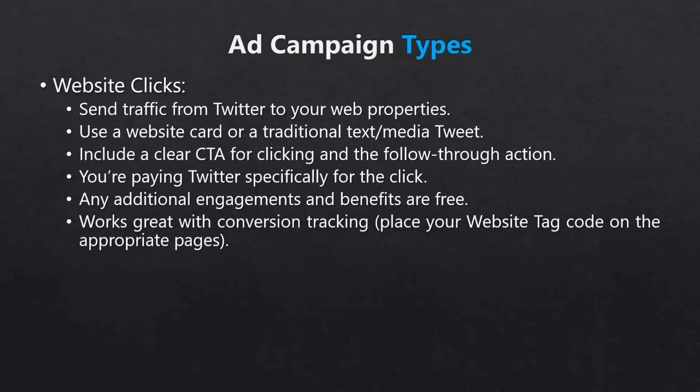Simply place your Twitter website tag, which is the name Twitter uses for their tracking pixels, on the appropriate page for the type of action you're tracking. For example, if you're collecting leads, place your code on the thank you page. The number of people tracked as arriving on that page tells you how many people filled out your lead form. We'll discuss more about conversion tracking and analysis later.